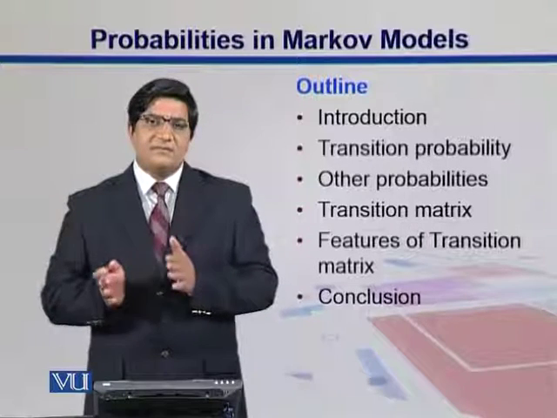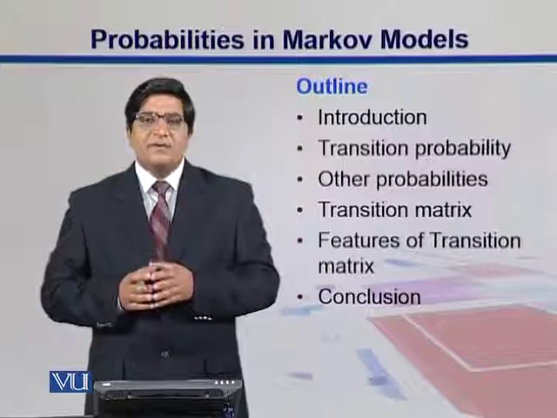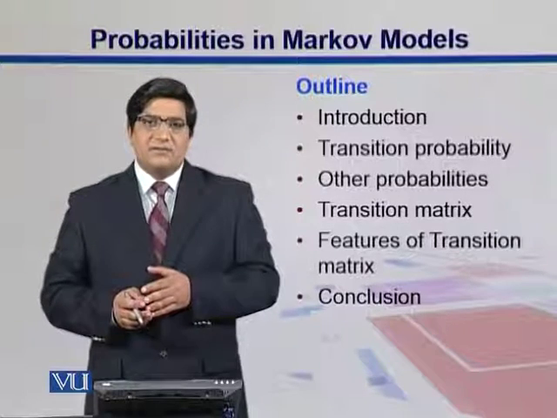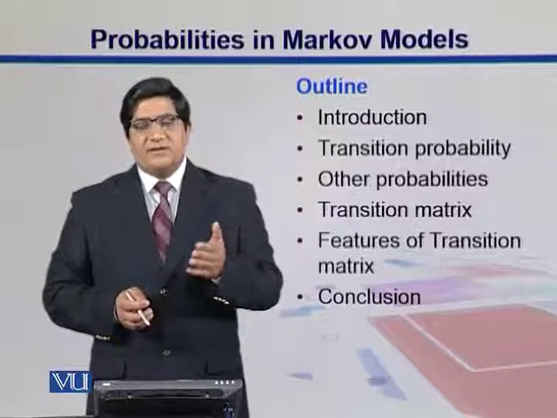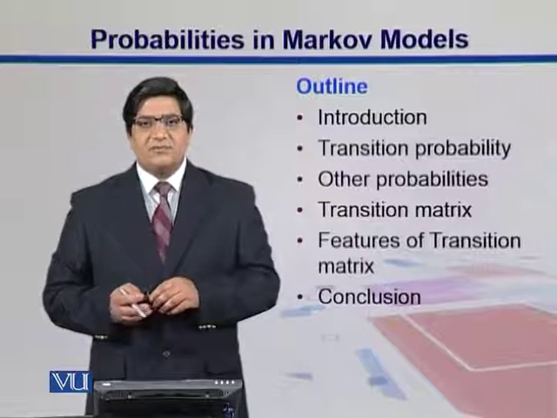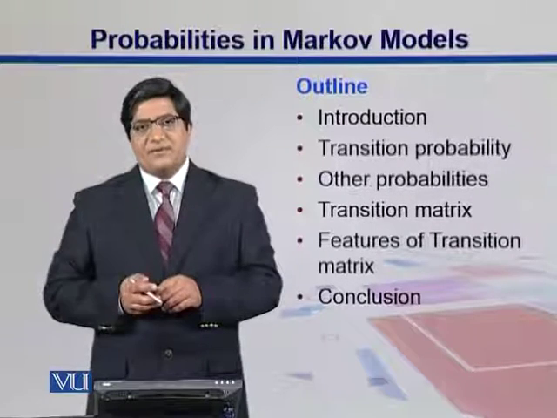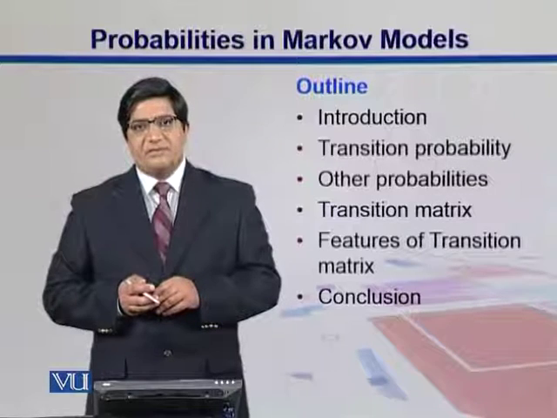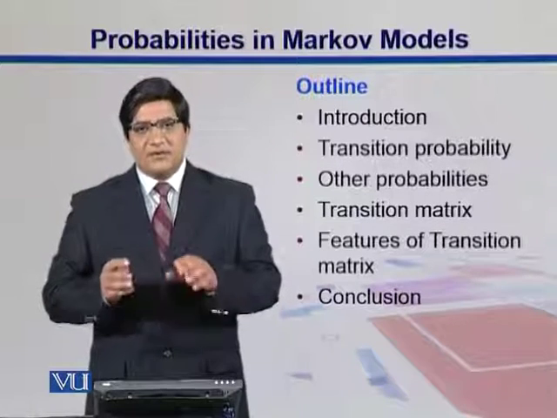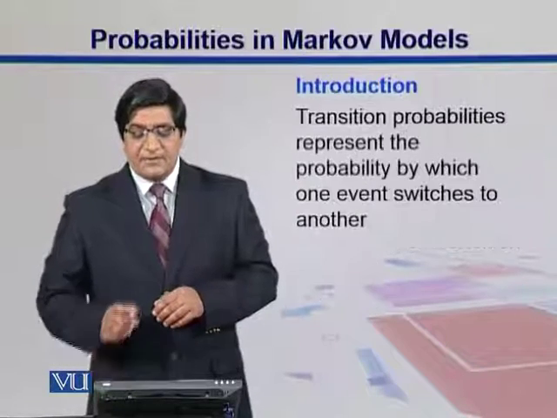So in that case, the probability of switching is actually your transition probability. Then within that state, you can stay, and you can throw this die like 10 times. So in that case, you are staying within the same state. So that has a different type of probability associated with it. So we talk about in this section what kind of probabilities are associated with this process.